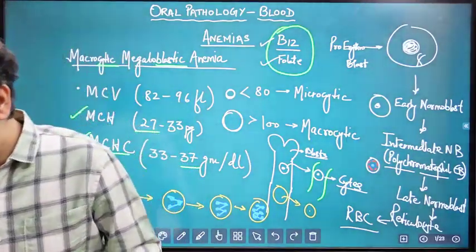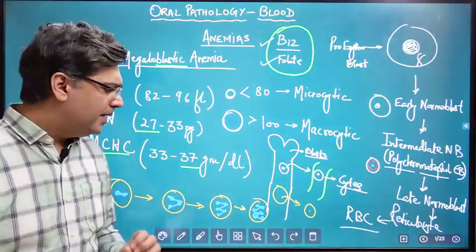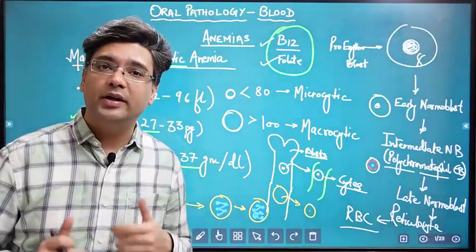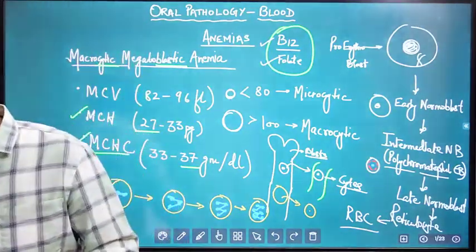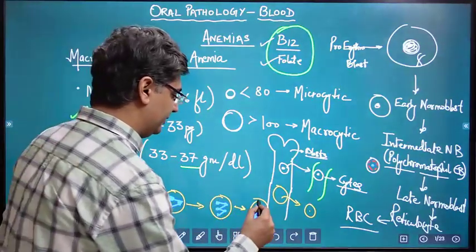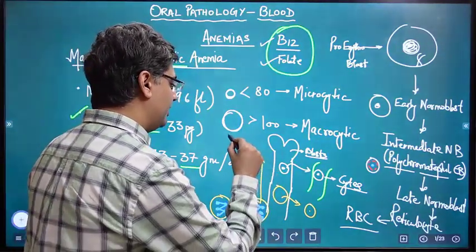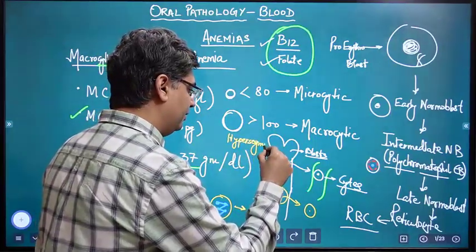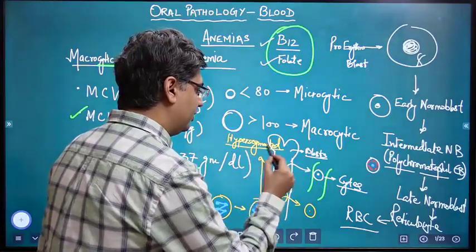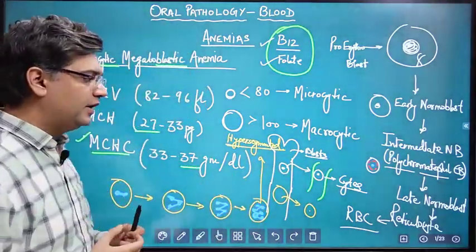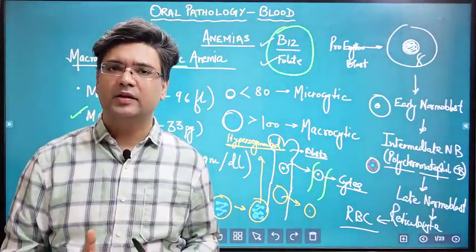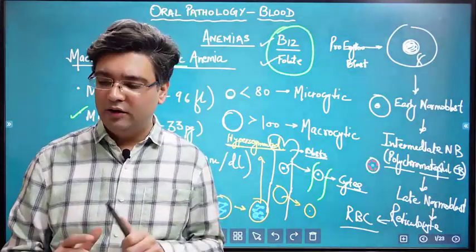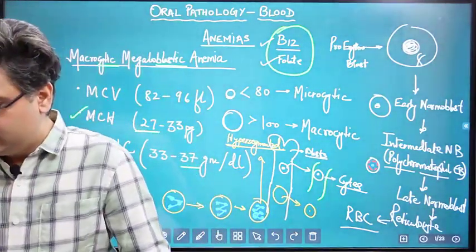So what happens is that these multi-lobated neutrophils sometimes are also found in the circulation, and these are called hypersegmented neutrophils. These neutrophils which have matured up are called hypersegmented. What are these called? These mature neutrophils are called hypersegmented neutrophils, and hypersegmented neutrophils generally are not found in the circulation.